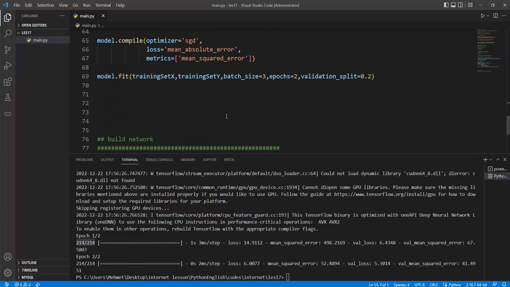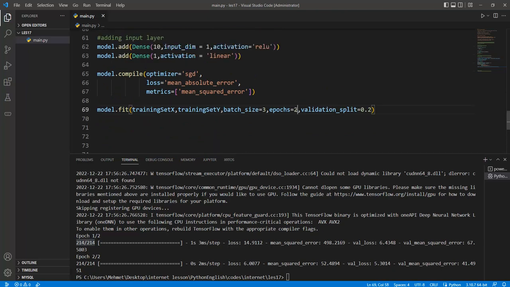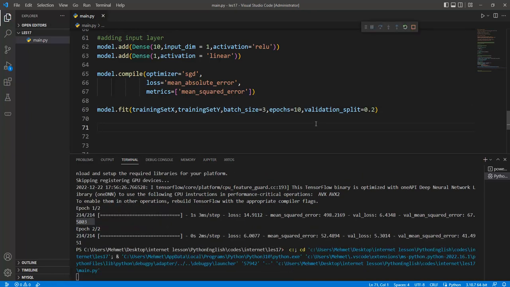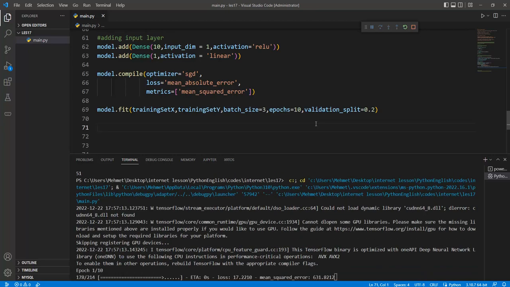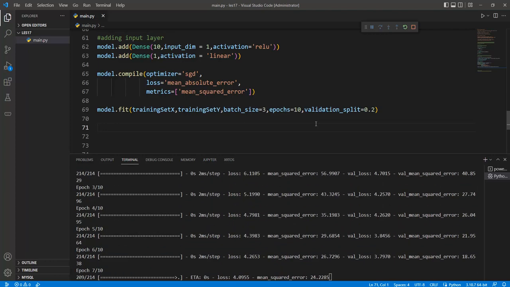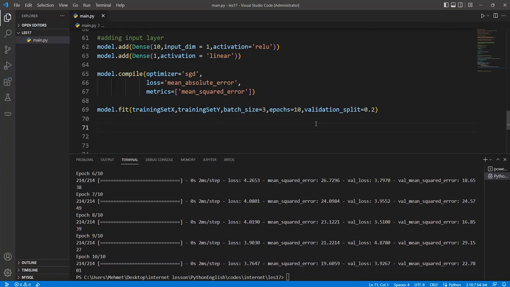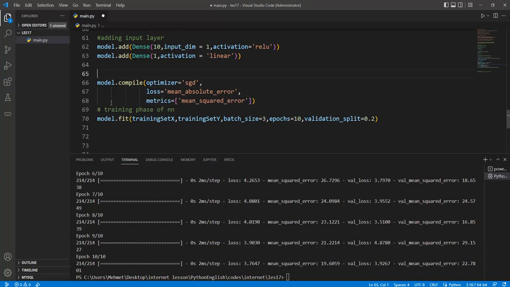Okay, and so if I change these epochs to 10 and run this code again, the 10 epochs are completed at this moment. Okay, and so this is the training phase of the neural network, and these are the generalized settings related to our neural network. Okay.